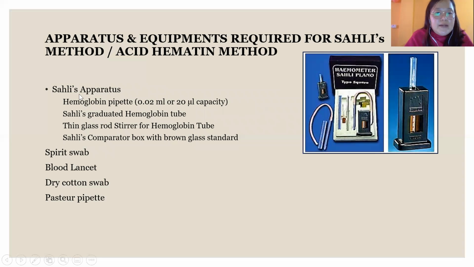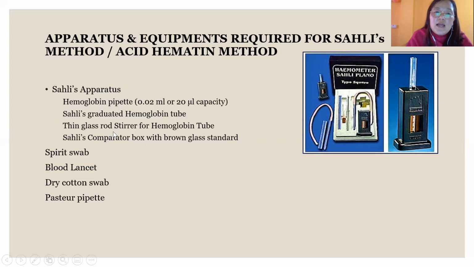What does Sahli's apparatus contain? First, there is the hemoglobin pipette. It is helpful because you have to take 0.02 ml of blood. So 20 microliter of blood is required for this procedure, and to take out the 20 microliter of blood, you have the hemoglobin pipette. Then Sahli's graduated hemoglobin tube, which is a simple tube very important for mixing the acid with the blood.